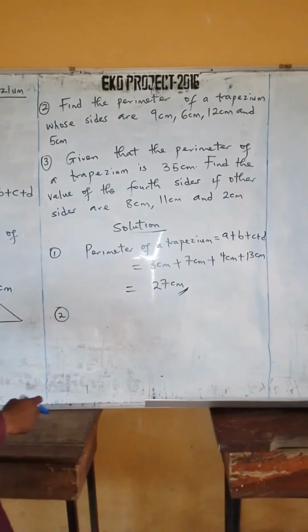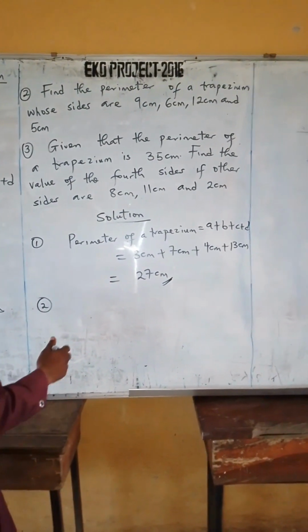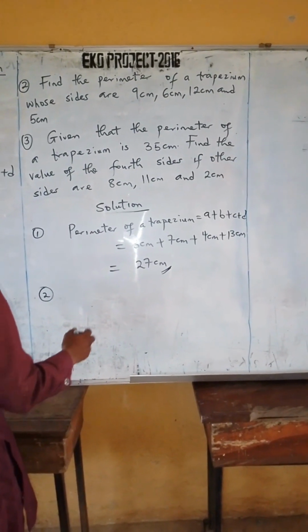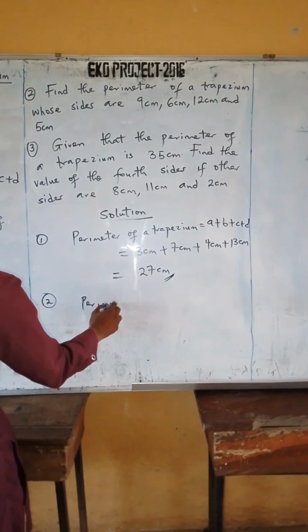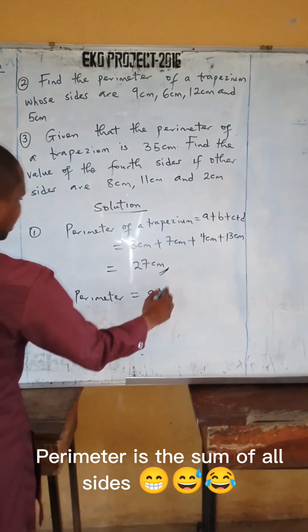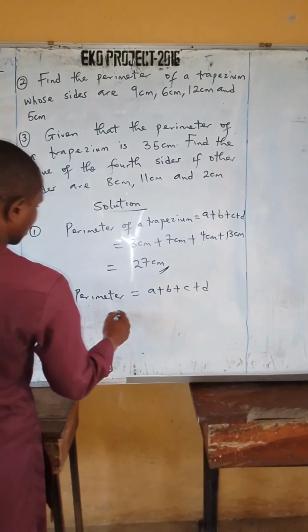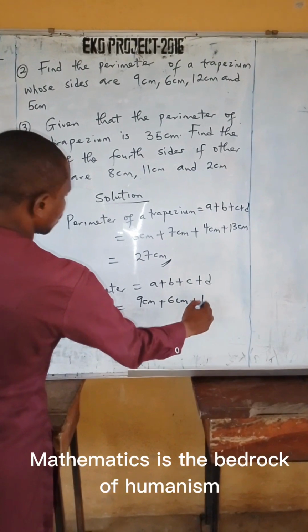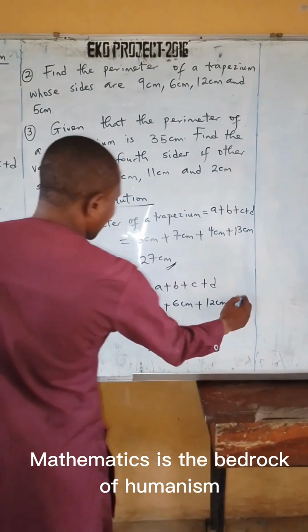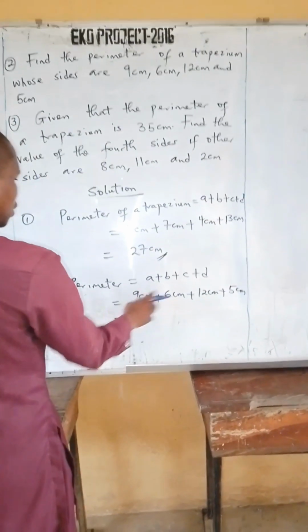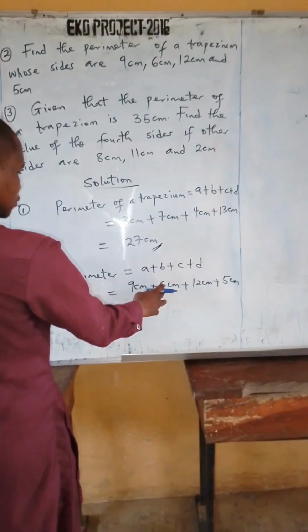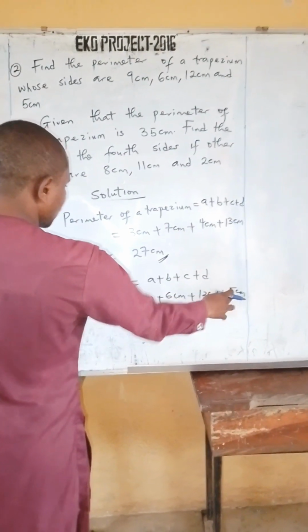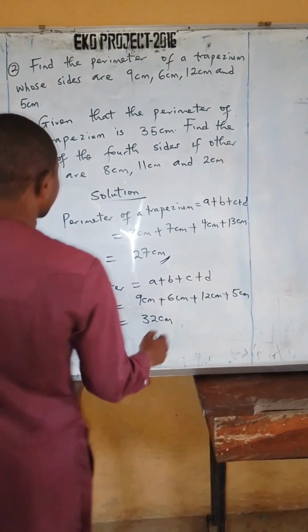Find the perimeter of a trapezium whose sides are 9 centimeter, 6 centimeter, 12 centimeter, and 5 centimeter. So perimeter of a trapezium is equal to A plus B plus C plus D. So we are going to add this together. We are going to have 9 centimeter plus 6 centimeter plus 12 centimeter plus 5 centimeter. 9 plus 6 will give us 15. Don't forget that 15 plus 12 will give us 27. 27 plus 5 will give us 32 centimeter.